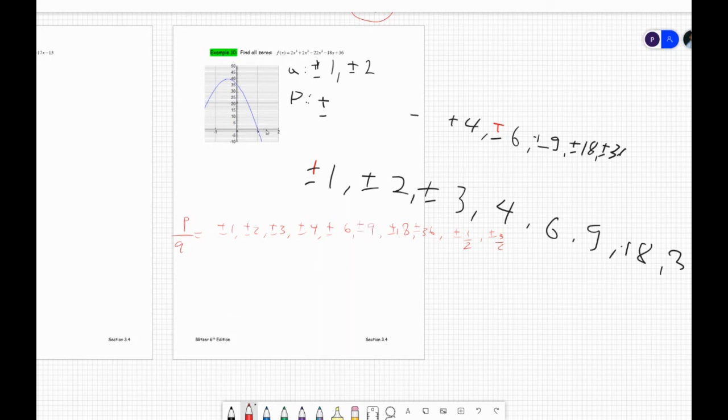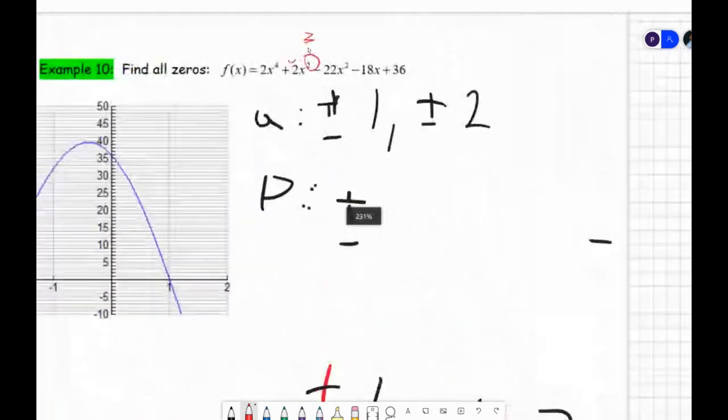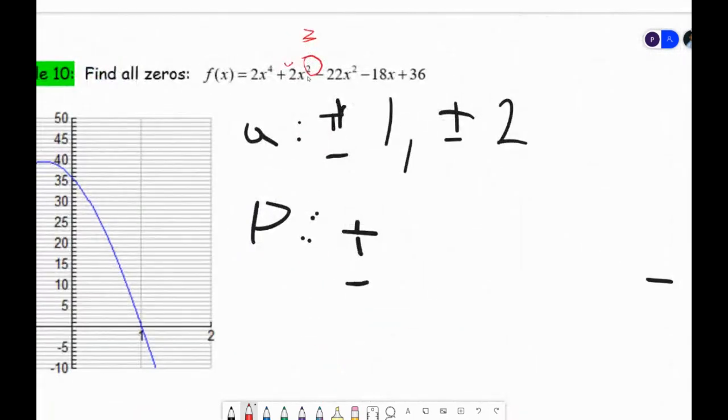Okay, so we know that one of them is 1, right? So we need to reduce it by using synthetic division. So here we have 2, 2. I believe this is a cubic. I think that's a typo right there. I think that's supposed to be a cubic. So 2x cubed.